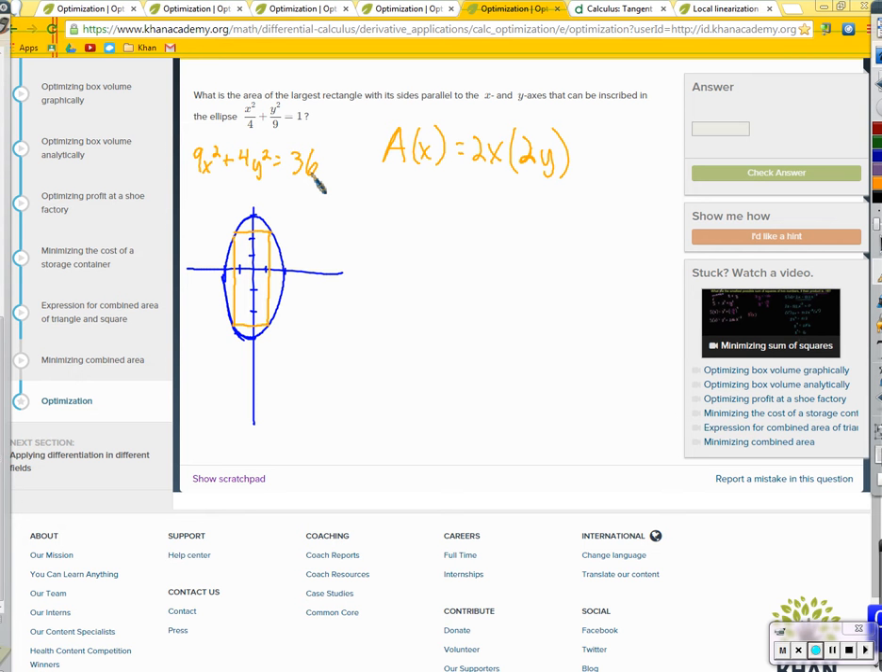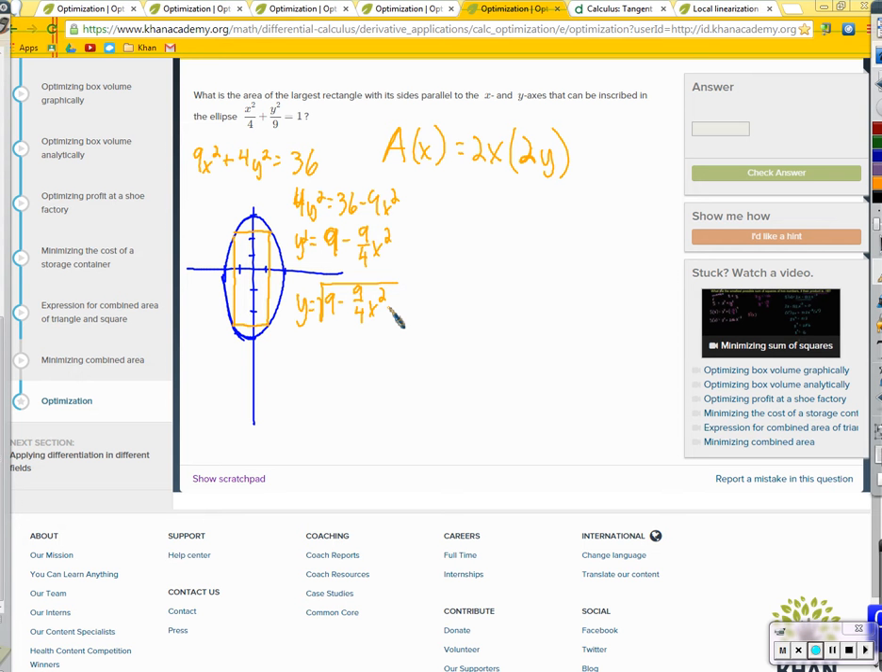Good looking or not. So we do what? Subtract 9x squared. 4y squared equals 36 minus 9x squared. Divide by 4. So y squared equals 9 minus 9 fourths x squared, so y is the square root of 9 minus 9 fourths x squared.